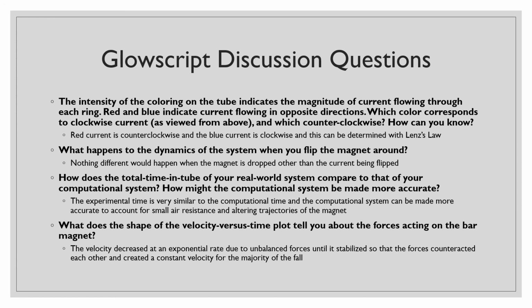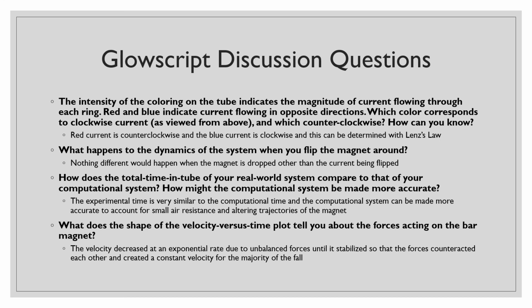And how does the total time in the tube of your real-world system compare to that of your computational system? As I said before, they're very similar but not exactly the same. The computational system can be made more accurate to account for small air resistance and altering trajectories of the magnet. In the velocity versus time plot, what does it tell you about the forces?